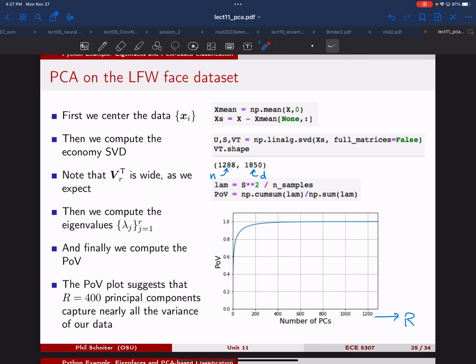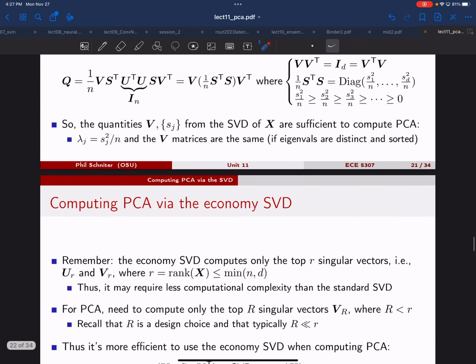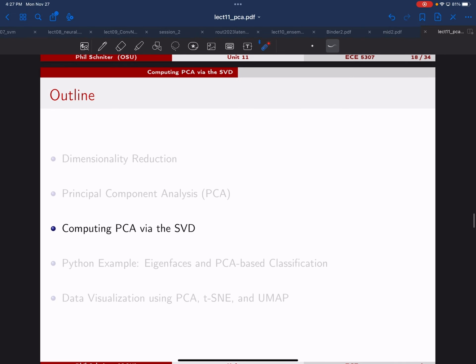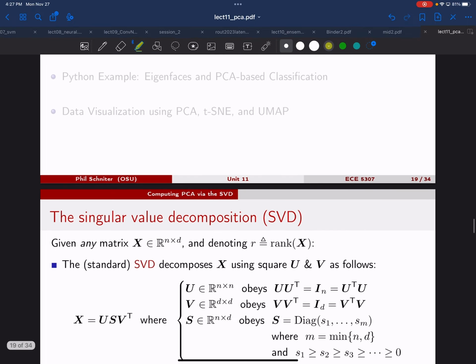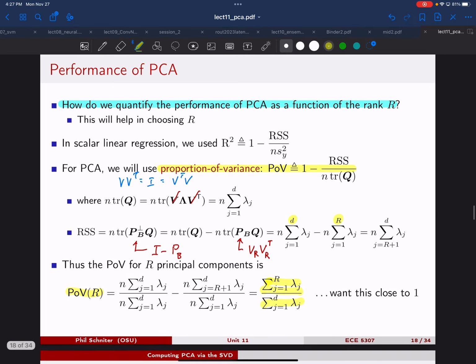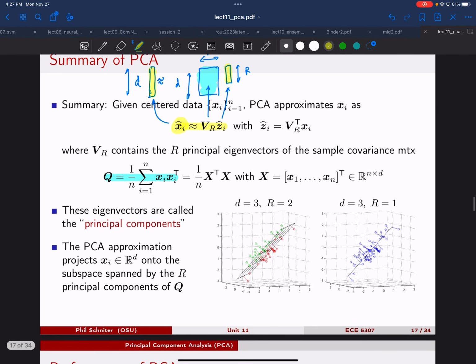All right, any questions on this POV picture? Okay, so let's come back and cover the last technical detail that we need to understand how to apply PCA, which is how to actually do the computation. The way I described things earlier was in terms of this matrix Q. The idea was you compute this, then you compute the eigendecomposition, you then keep the capital R largest eigenvectors and throw away everything else.